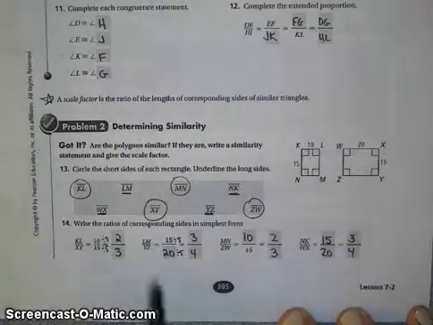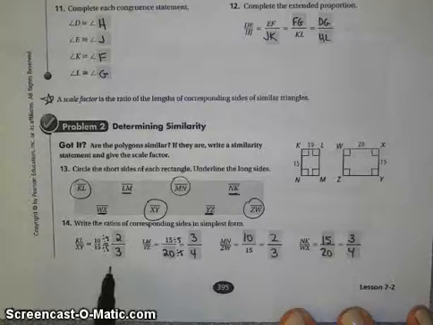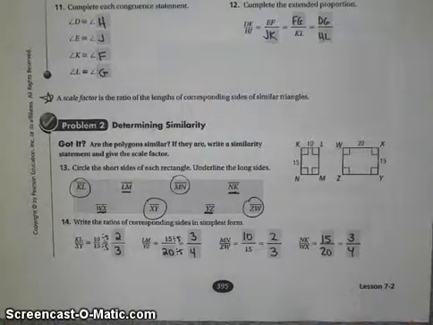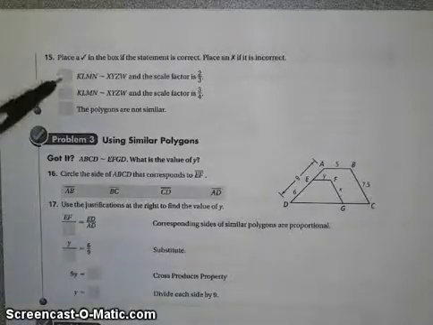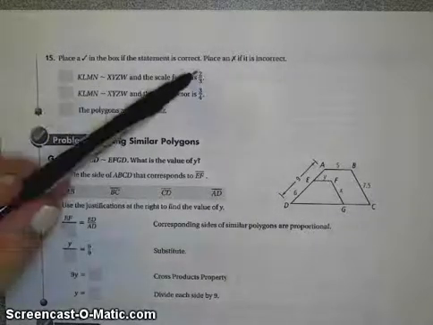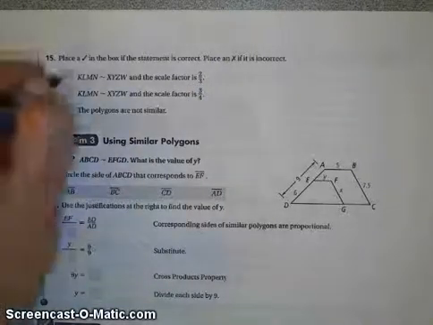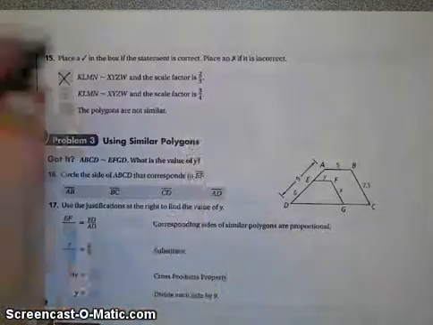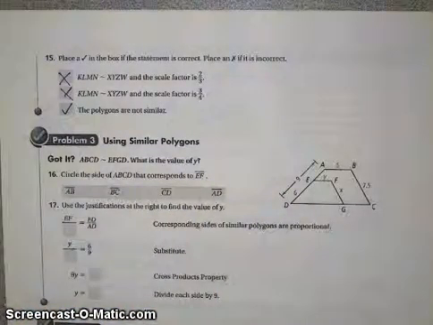You can see that we have two different ratios. Since all the sides are not proportional, these two rectangles are not similar. Since they're not similar, we don't write a similarity statement. For these two polygons, the scale factor was 2 to 3 only for the short sides, so that was not correct. If we compared the long sides, the scale factor was 3 to 4, so the correct answer is the polygons are not similar.